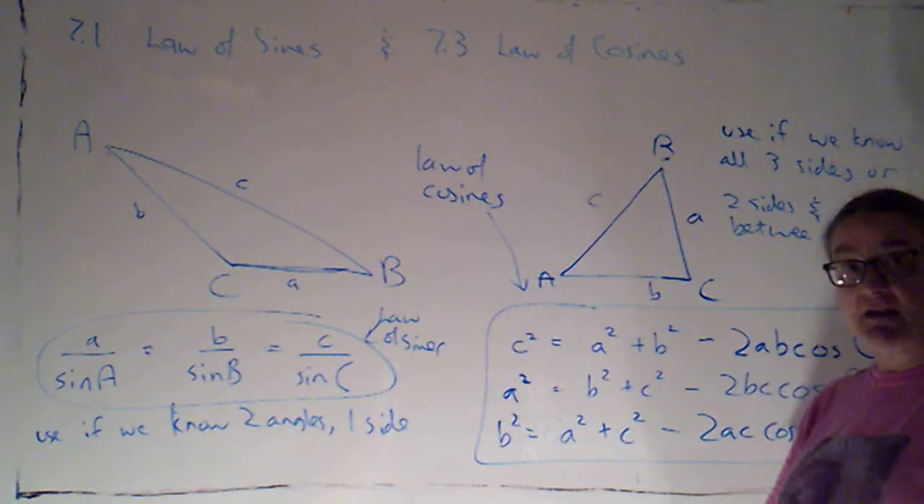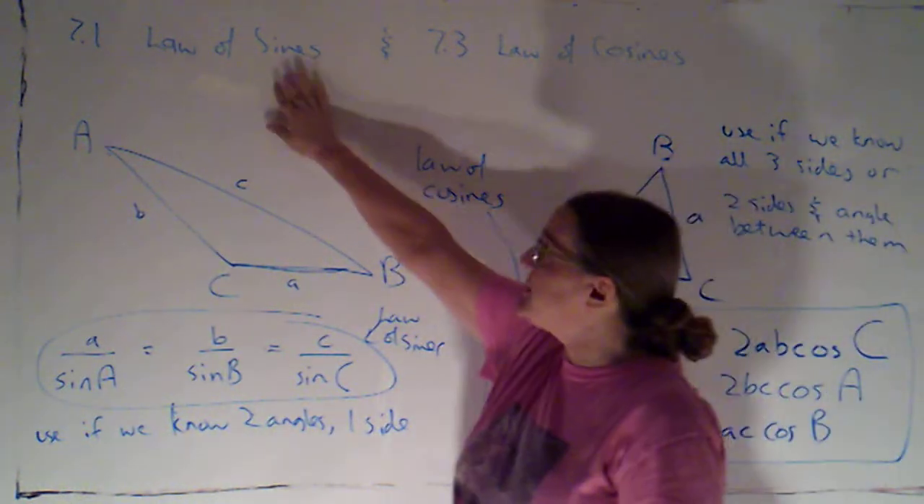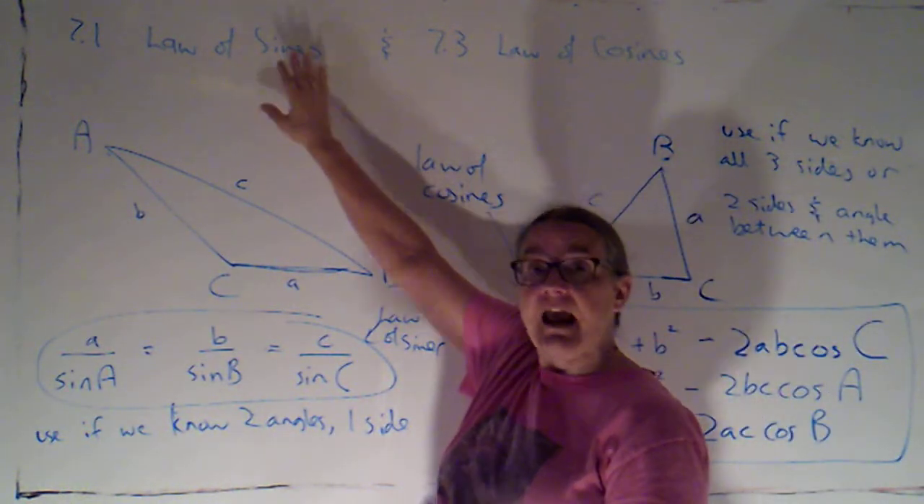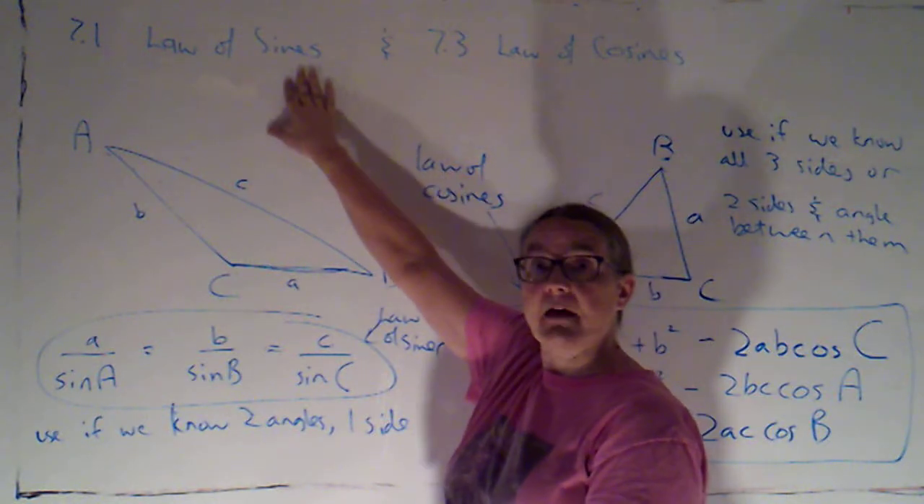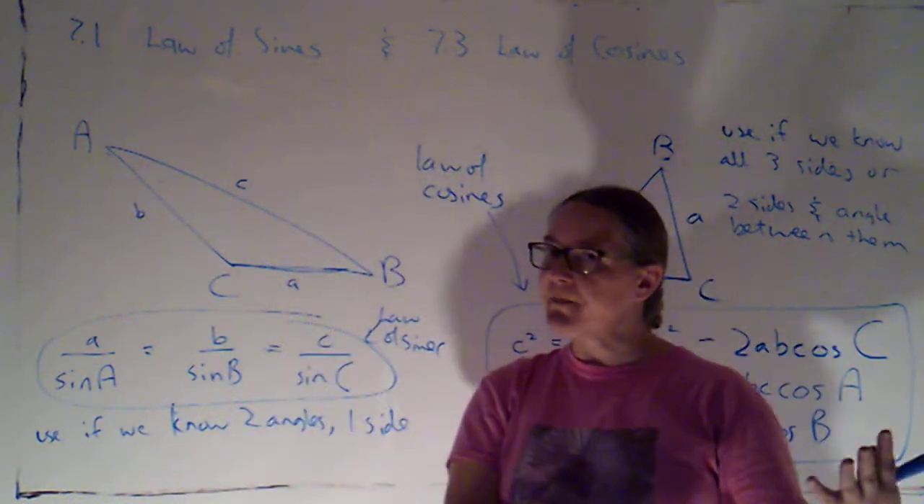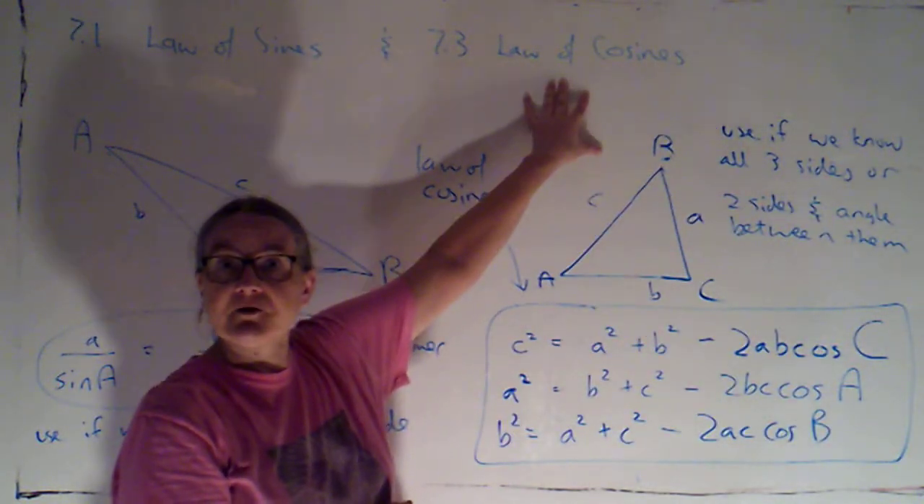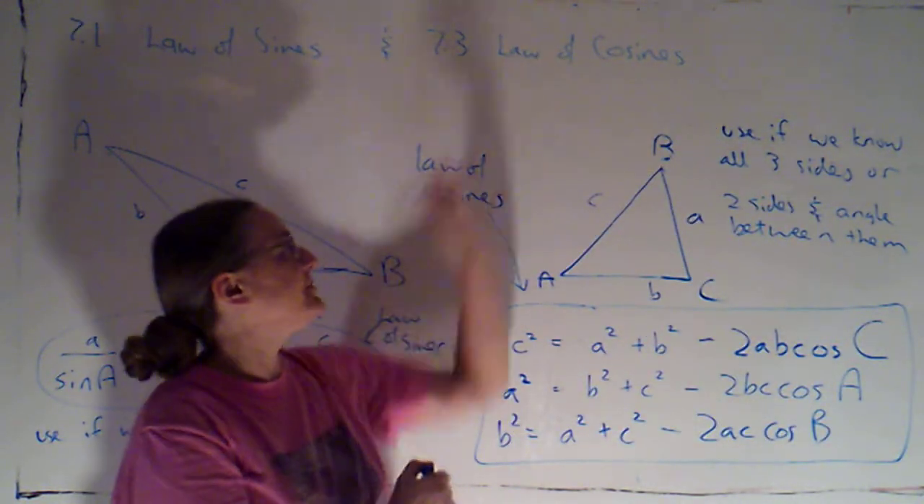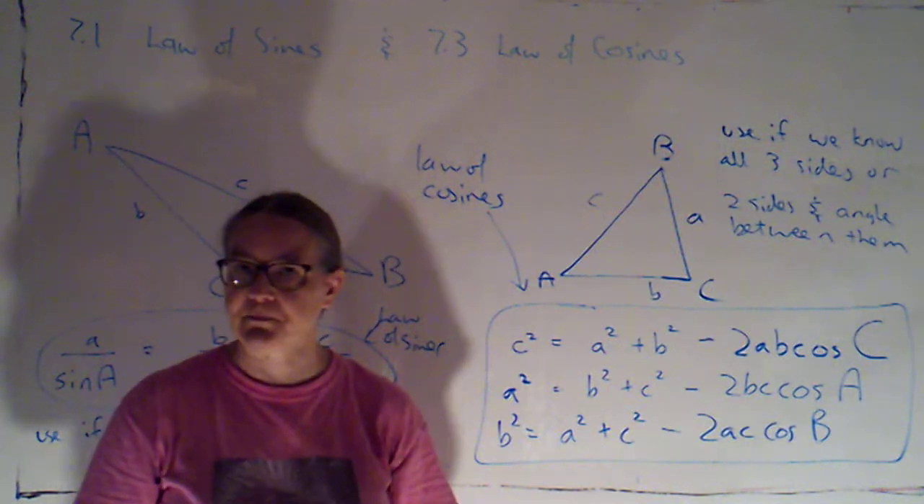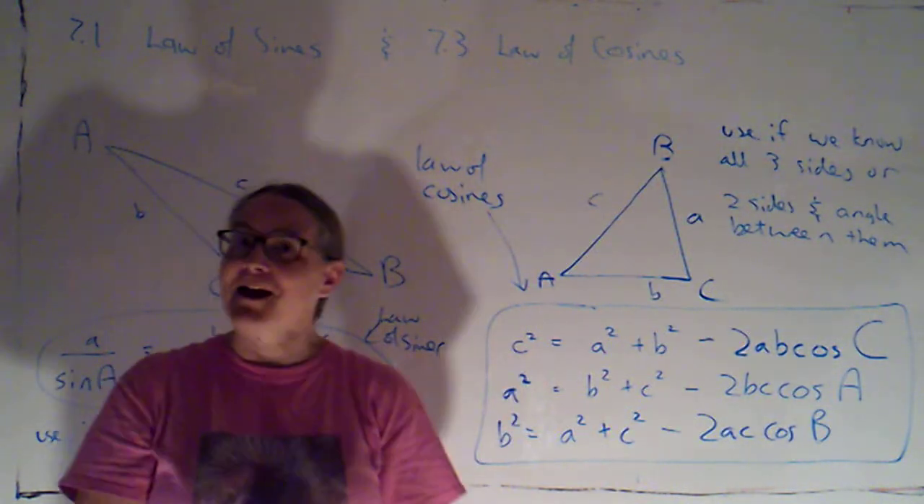What we're going to do in the next few videos is work through some examples of law of sines, and that way you'll be able to complete the homework for 7.1, and then we'll wrap up the videos for Chapter 7 with some examples using the law of cosines, so that then you'll be able to complete the homework for 7.3. Okay, that's our plan for the rest of the semester.